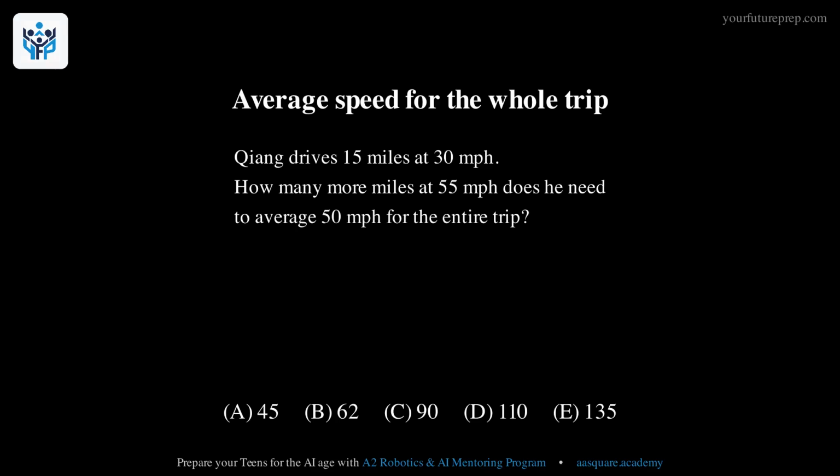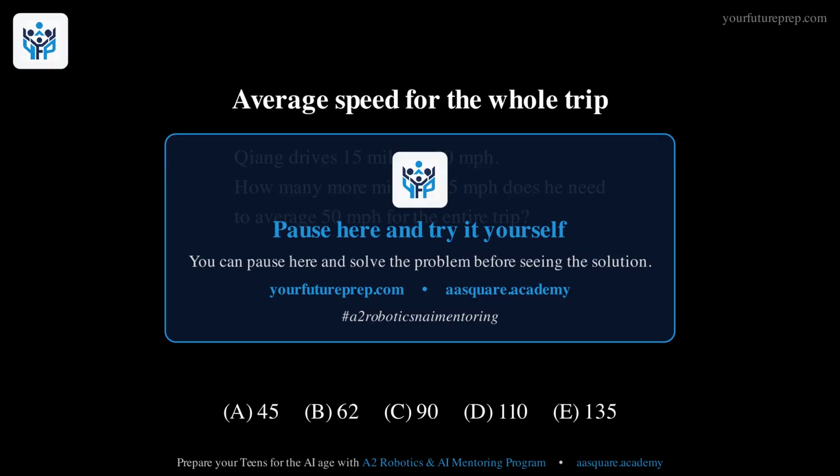Qiang drives 15 miles at an average speed of 30 miles per hour. How many additional miles will he have to drive at 55 miles per hour to average 50 miles per hour for the entire trip? You can pause here and solve the problem before seeing the solution.